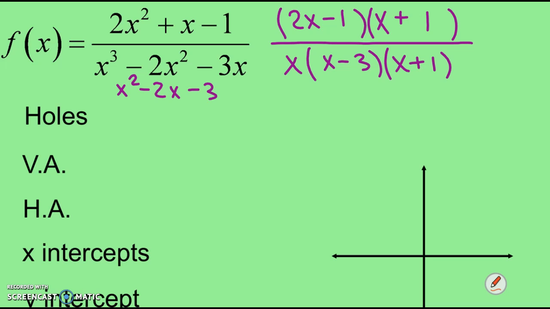Yep, so Mr. Whiskers is eager to determine that there's going to be a hole right there, right? So if you cancel out two factors like that, that means there's a hole at x equals, what makes that 0 is negative 1.